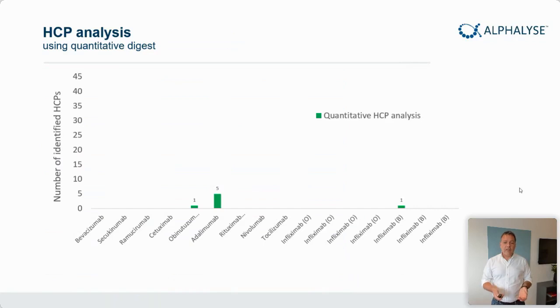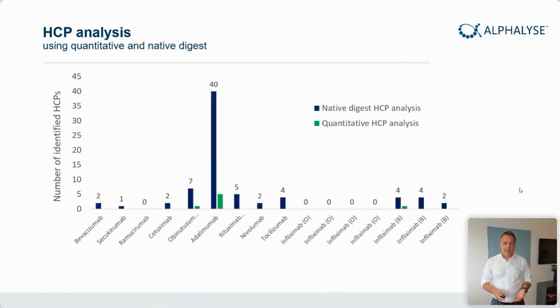When we look at the quantitative data, remember that we only record data above 10 to 25 ppm. We find HCPs in 3 of the samples. And when we use the native digest, we identify a larger number of HCPs, actually 55 in total in all these samples. And remember that the infliximab is the same batch, so actually it's only 2 out of the monoclonal antibodies analyzed in this study that don't contain any HCPs at the native digest detection limit.